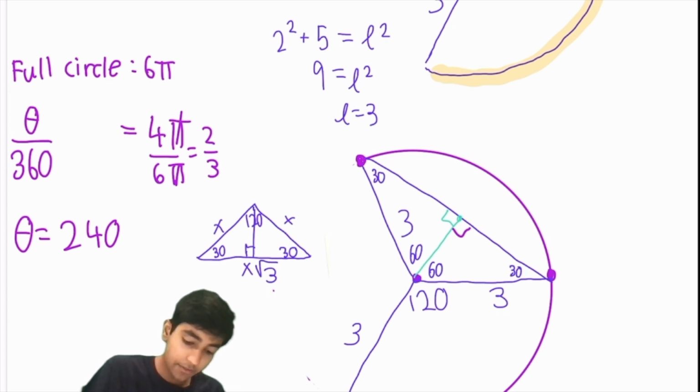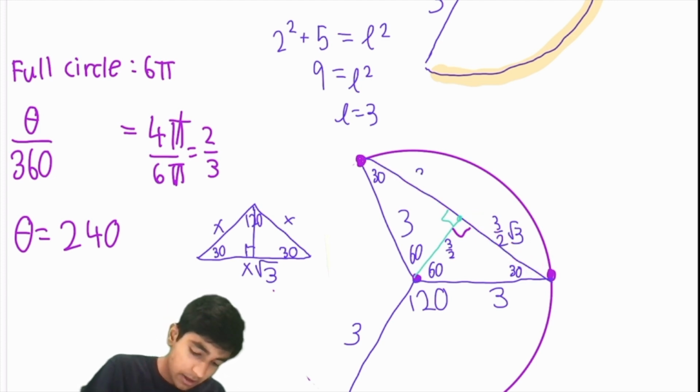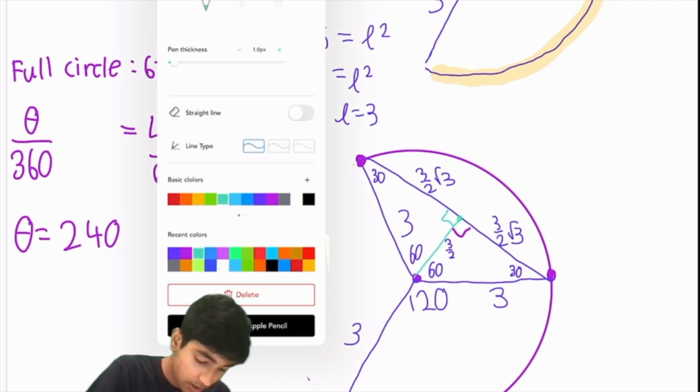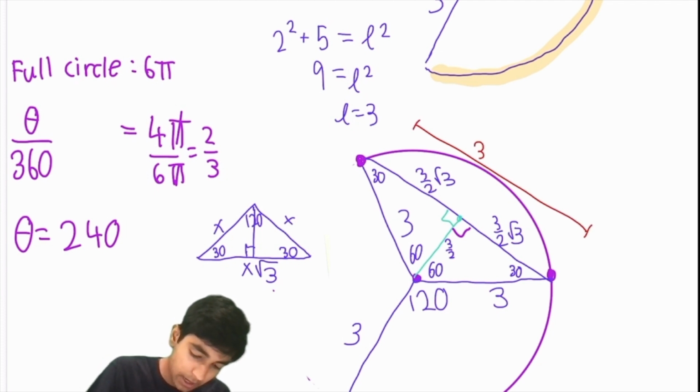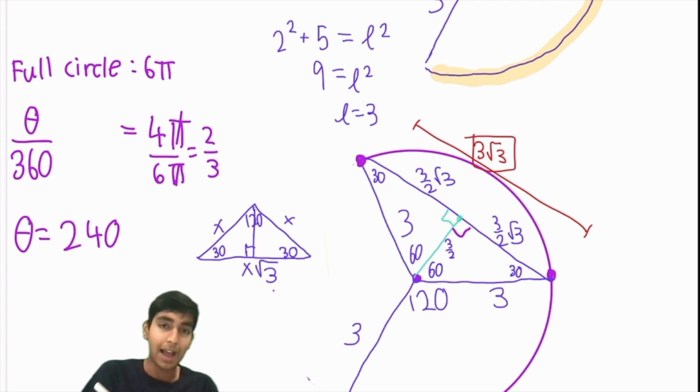So 3 is the length of the hypotenuse. This is 3 halves, the length of this one. So 3 halves root 3 is the length of this part over here. And 3 halves root 3 is also the length of the other part. So their total length from coast to coast is 3 root 3, right? It's the same property I just showed. So that's going to be our answer, because that's the shortest path.